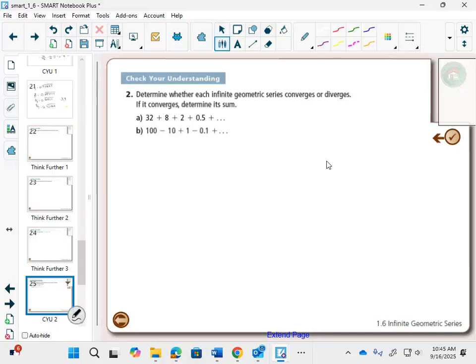So example 2, we say that when S to infinity exists, it converges, and when S to infinity does not exist, we say it diverges. It just keeps getting bigger and bigger and bigger, meaning the sum doesn't come close to a number. But when the sum gets closer and closer and closer to a number, we use the word converge.